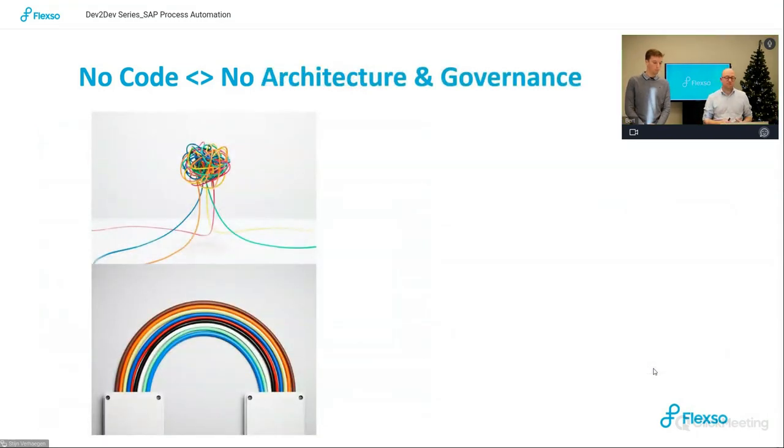Also, no code does not mean no architecture and governance. We already put this in the beginning, but it's really important to note. Those who really paid attention saw that we worked on a version 2, because simply the first one was too messed up with all the things that we've done and all the data. So it's really cool to have a test environment that you can work on rather than working directly on a production environment.